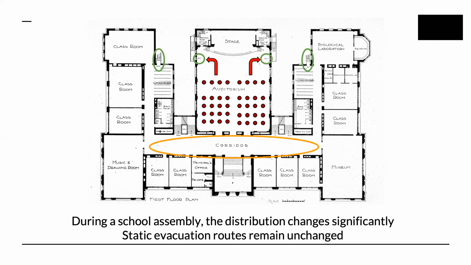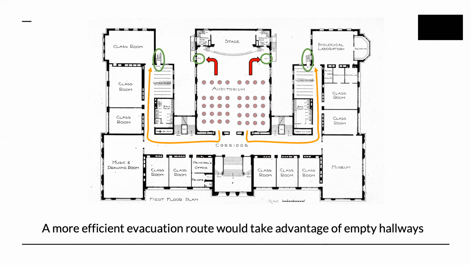So is there a way that we can take advantage of that? As you can see, the corridor is currently empty and no one is using it. A more efficient evacuation route would take advantage of those empty hallways.